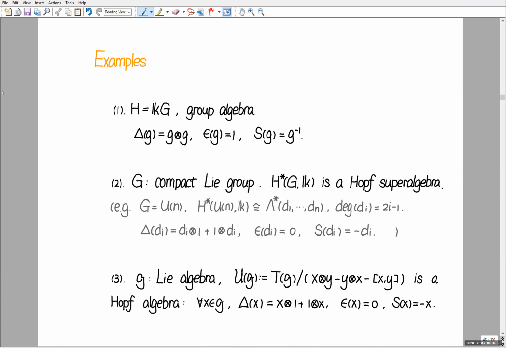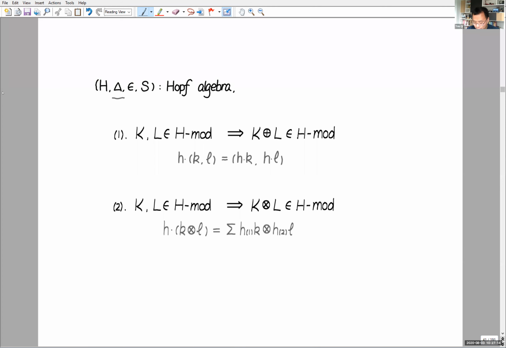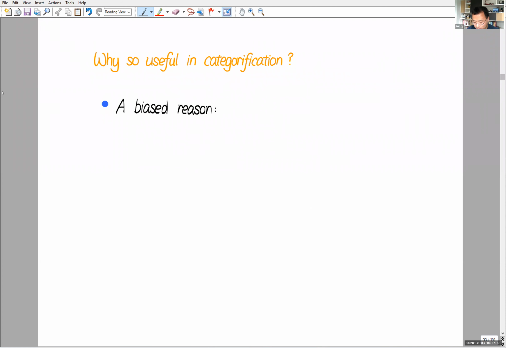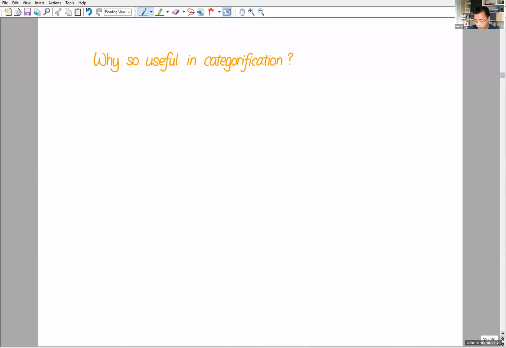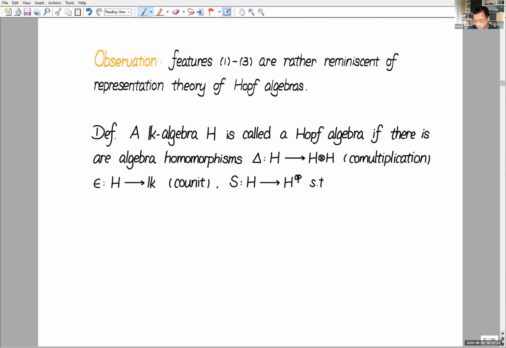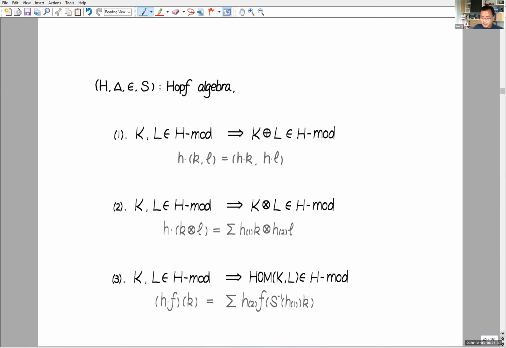What was Hopf's motivation? Why did he introduce this? We'll see this in the next slide. Earlier we said that the basic features of homological algebra are very similar to the representation theory of Hopf algebras. You can form a direct sum, you can form tensor products, you can form inner Homs, and you can do this for the representation theory of Hopf algebras as well. This is the reason. So we want to use representation theory of Hopf algebras to explain homological algebra.